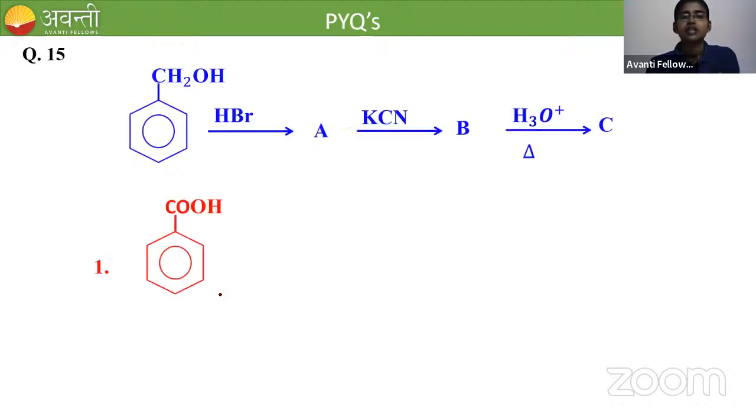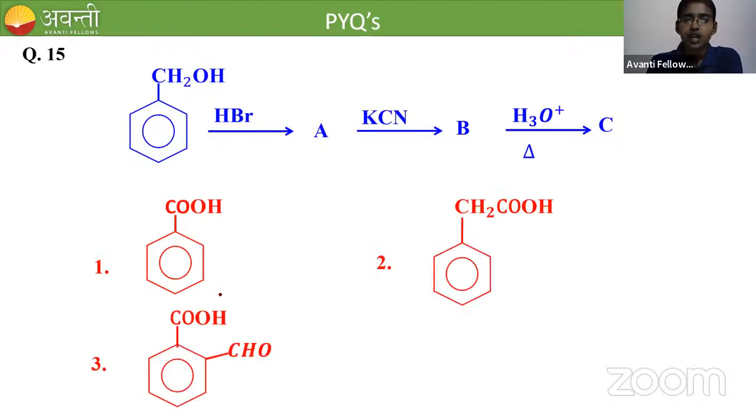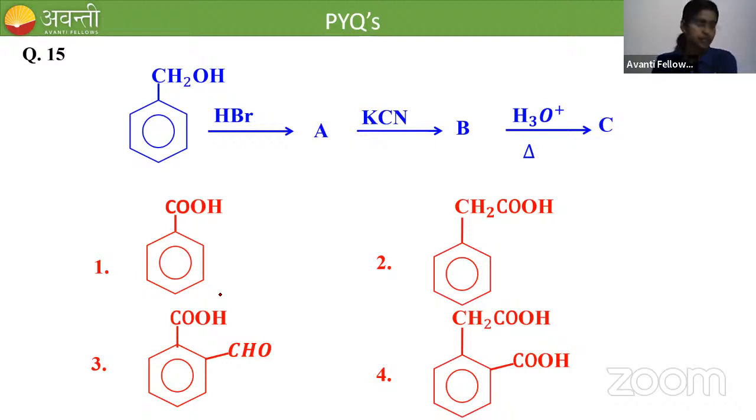Okay. So a sequence is given to you and you are asked to find out compound C from the given sequence. So try to find out compound C. Take your time. Take 20 to 30 seconds and try to find out compound C. Has anyone got compound A?